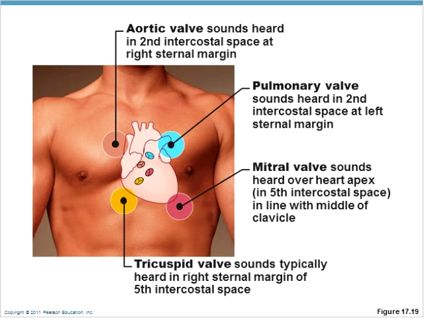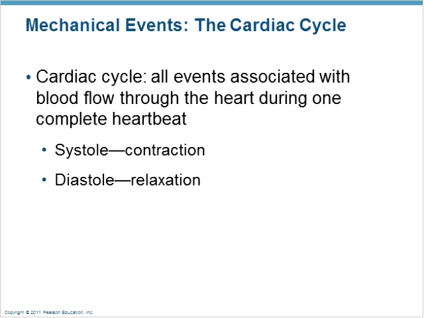The aortic valve sounds are heard in the second intercostal space at the right sternal margin, best over the aortic valve. The tricuspid valve is best heard at the right sternal margin of the fifth intercostal space. The pulmonary valve sounds are heard best in the second intercostal space of the left sternal margin. And finally, the mitral valve is best heard over the fifth intercostal space, mostly in the mid-clavicular line, or the middle of the clavicle as you go down. So, called the mid-clavicular line.